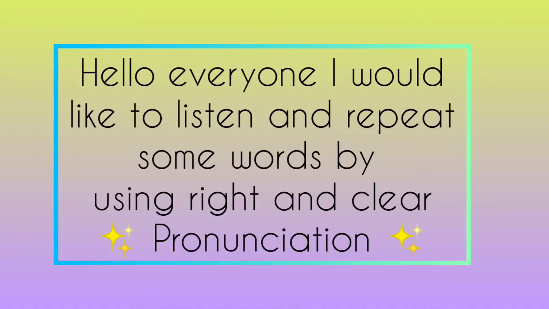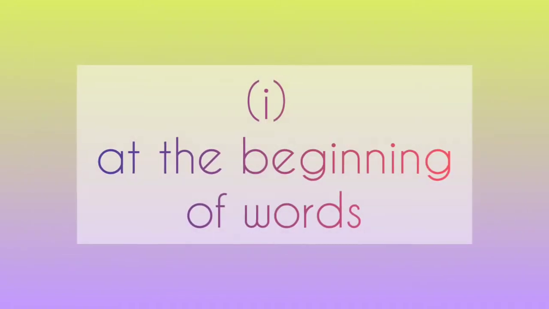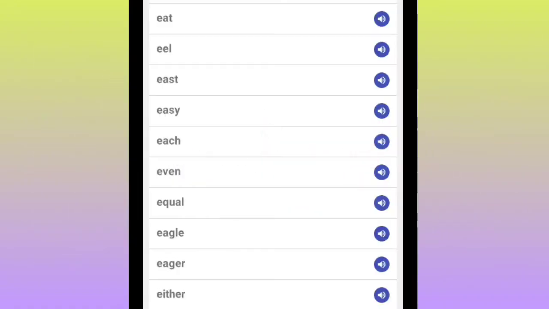Hello everyone, I would like to listen and repeat some words by using right and clear pronunciation. The first, using E at the beginning of words. Eat. Eel. East. Easy. Each. Even. Equal. Eagle. Eager. Either.